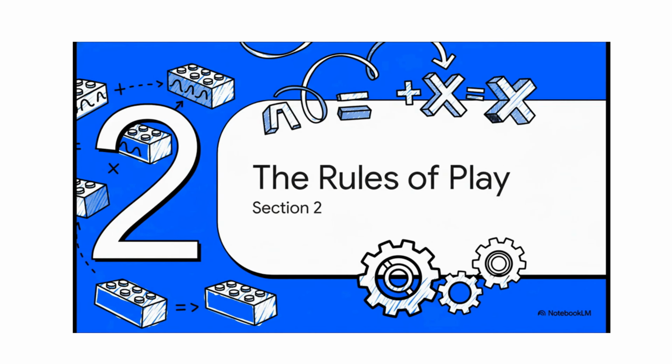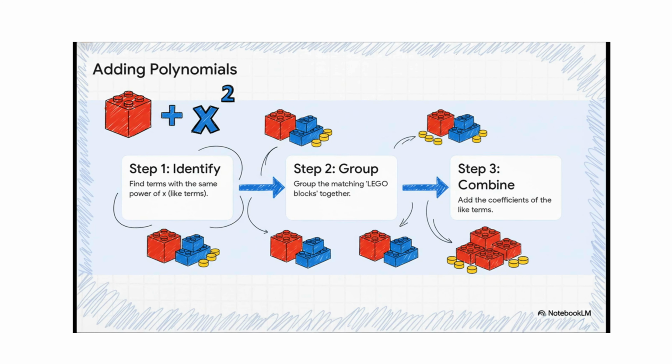Okay, so we know what the blocks are. Now for section 2. What are the rules of the game? How do we actually play with these polynomial Legos? Turns out it all comes down to a few really simple moves. Adding polynomials is literally just sorting your Legos. You find all the blocks that are the same size, those are your like terms, you put them in the same pile, and then you just count how many you have in each. You can't add a big x squared block to a medium x block, right? You just group the similar ones together. That is all there is to it.